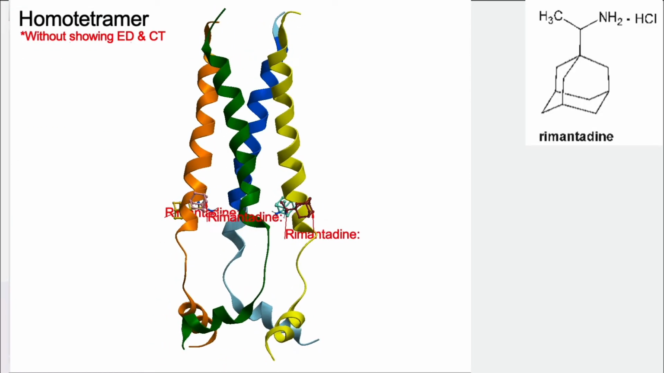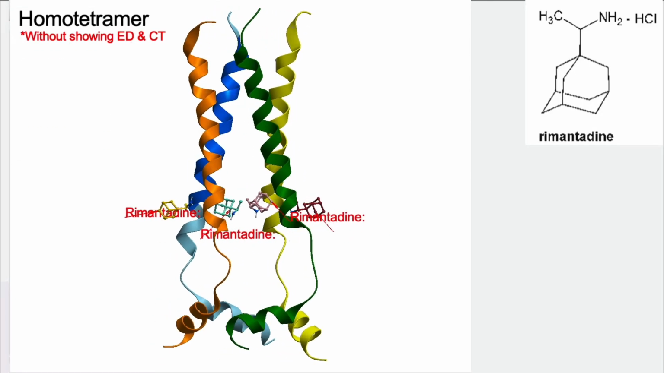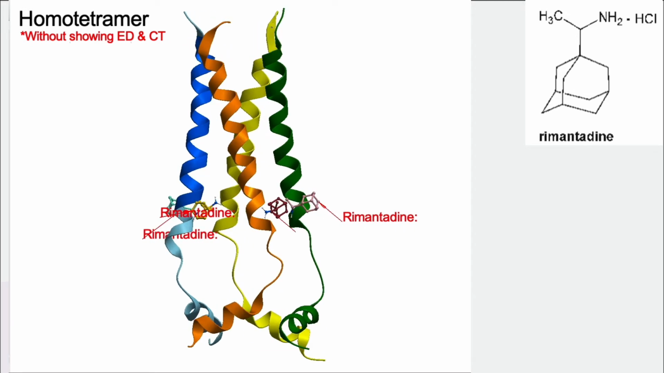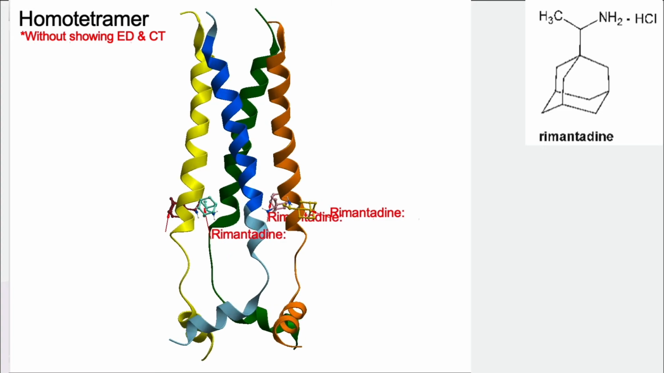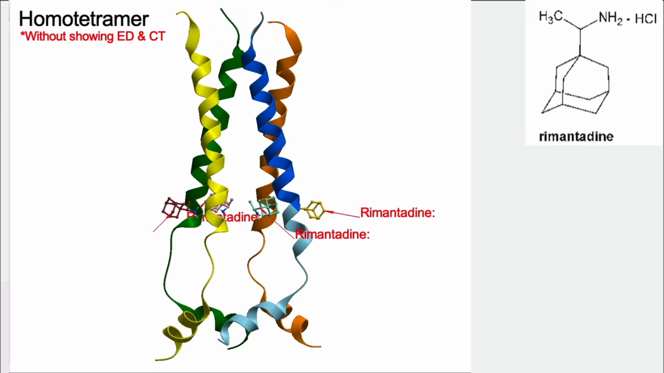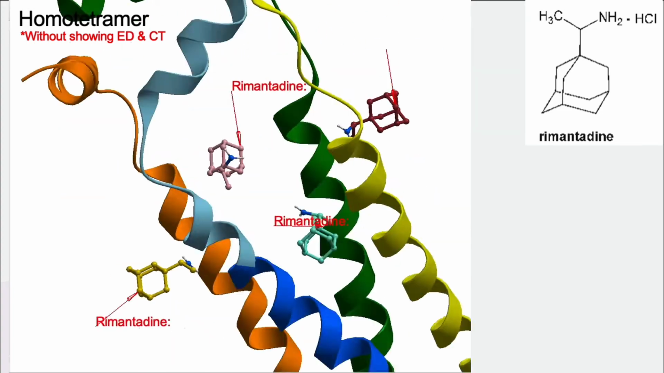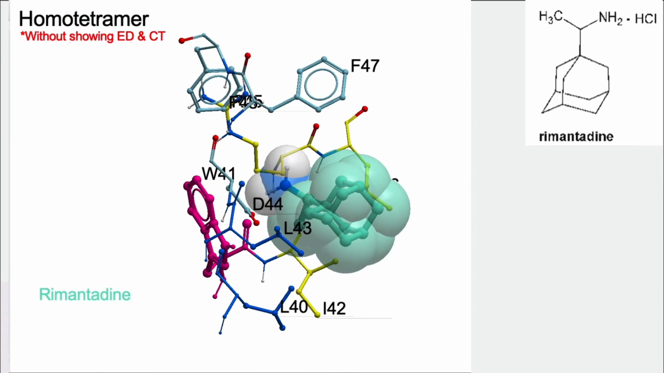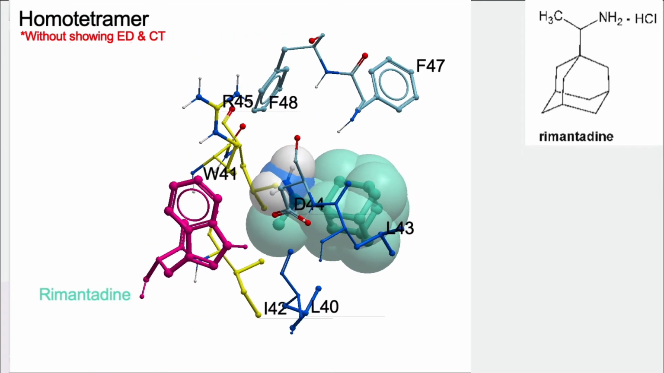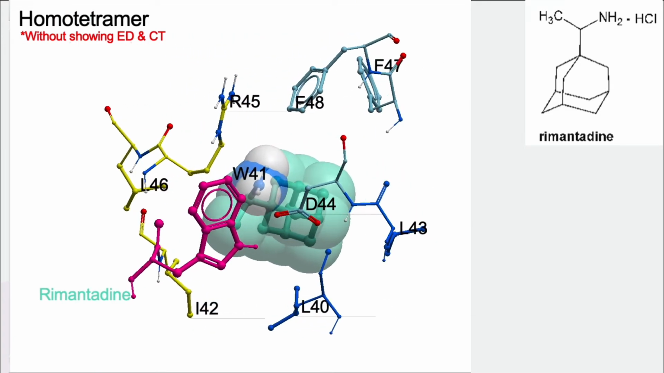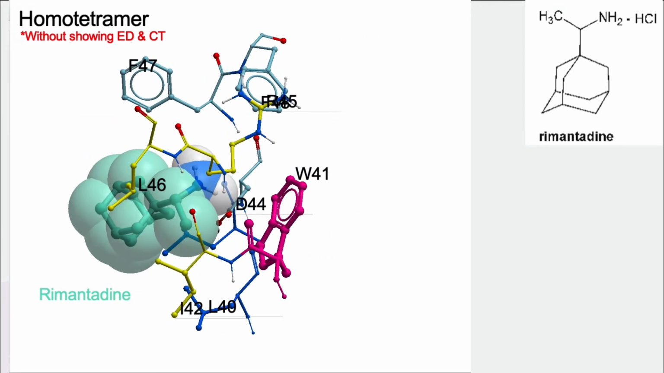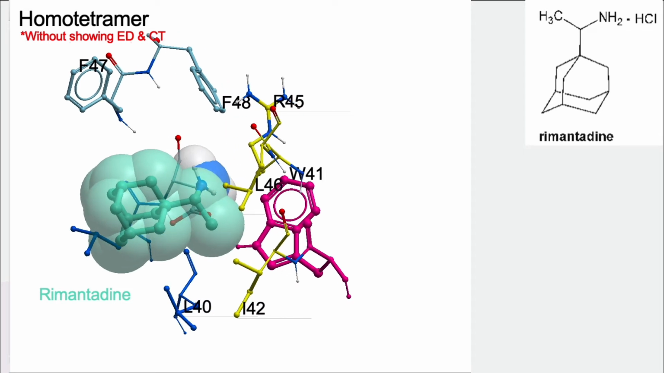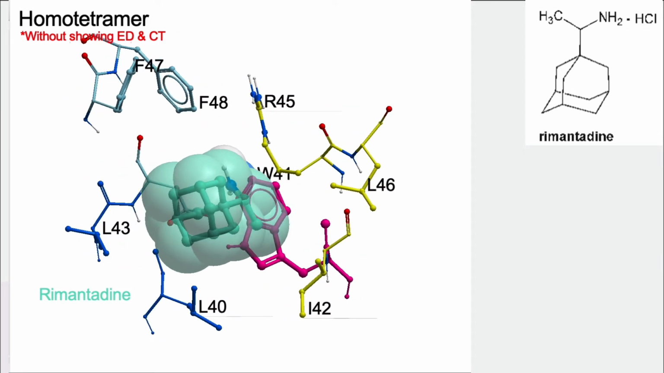For rimantadine, molecules together stabilize this closed state of M2 through binding on the lipid-facing side of the channel near the gate. It interacts with tryptophan 41, aspartate 44, and arginine 45, and a hydrophobic wall of leucine 40, leucine 42, and leucine 43 to lock the tryptophan 41 gate.